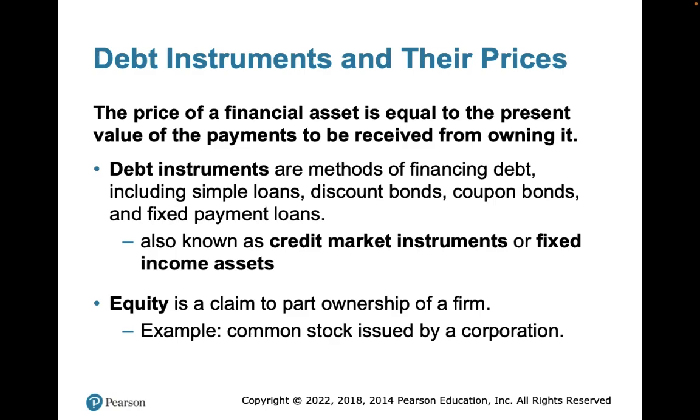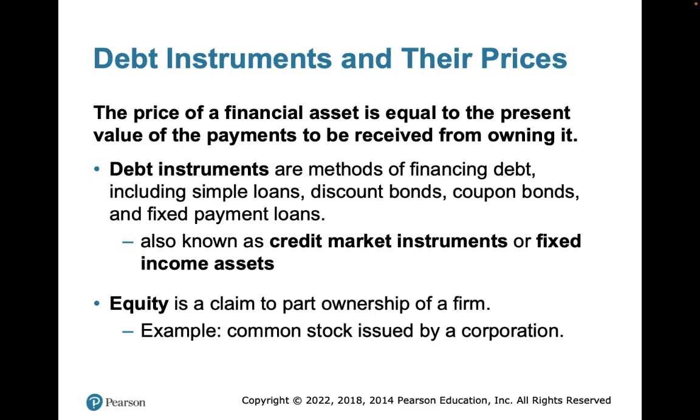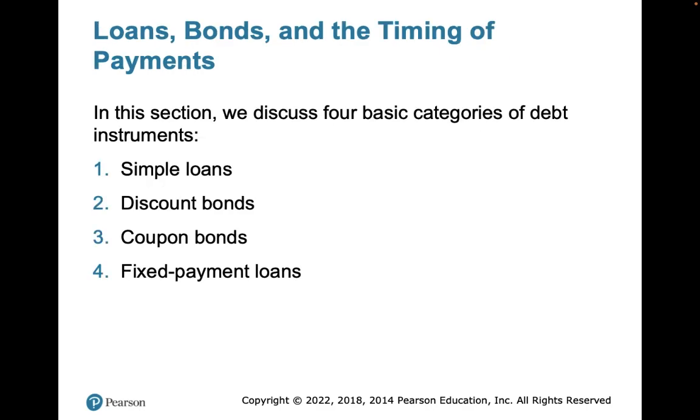We should also look at equity. Equity is a claim of ownership, I mean, part ownership of a firm. It could be by common stocks, which are issued by the corporation, like shares. For shares, we have preference and ordinary shares.